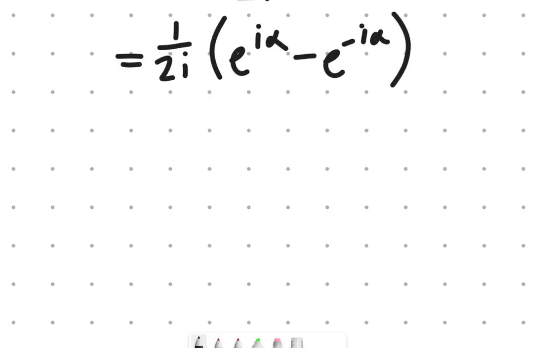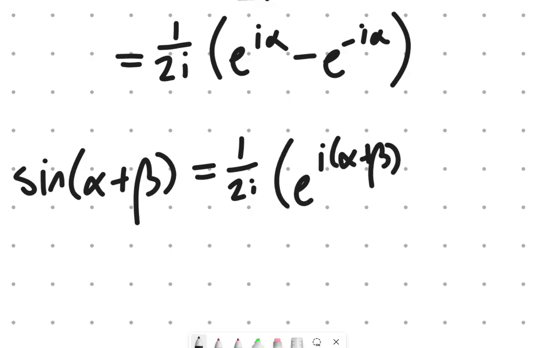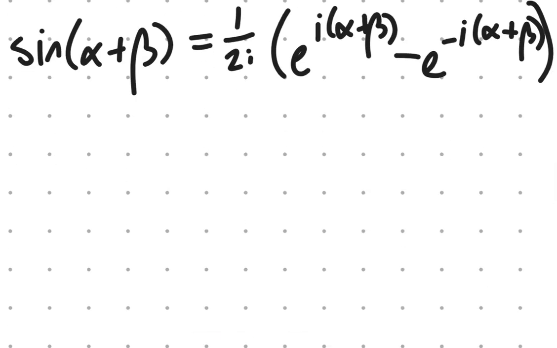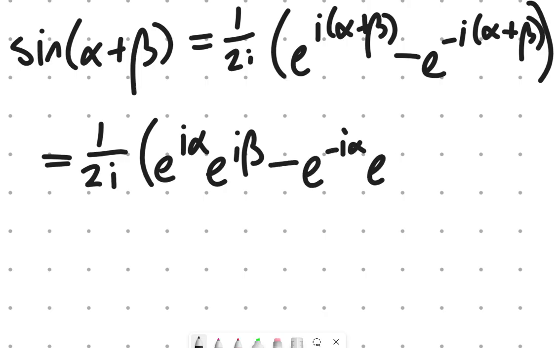And then at the very end we can plug in alpha plus beta, so sine of alpha plus beta. We plug that into this equation, which gives us e to the i alpha plus beta minus e to the negative i alpha plus beta. Since this is an addition in the exponent, we can use the exponent rule to split this into two multiplications. So it's 1 over 2i times e to the i alpha e to the i beta minus e to the negative i alpha e to the negative i beta.